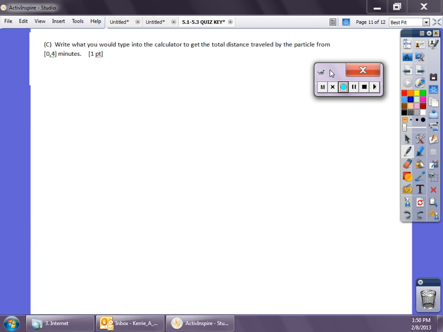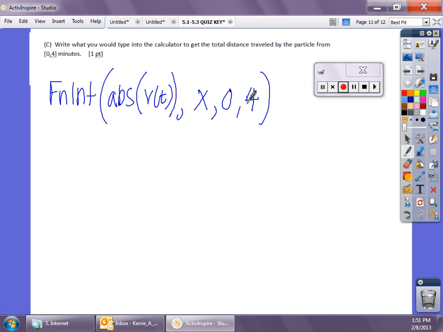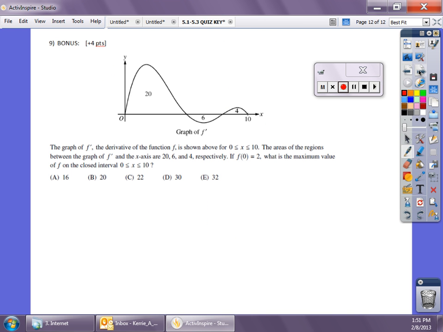What would I write in the calculator? So two different things. You would do fnInt, absolute value of the velocity function, or Y1, I would accept, comma, X, comma, from 0 to 4. So that's the older calculators. The newer calculator is kind of nice. You get X equal to 0 to 4, absolute value of the function, in this case it's velocity, or Y1 I would accept, and then dx.